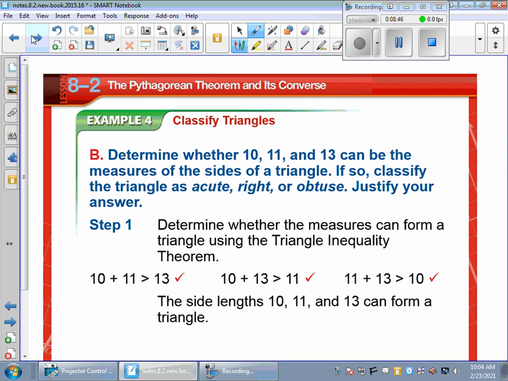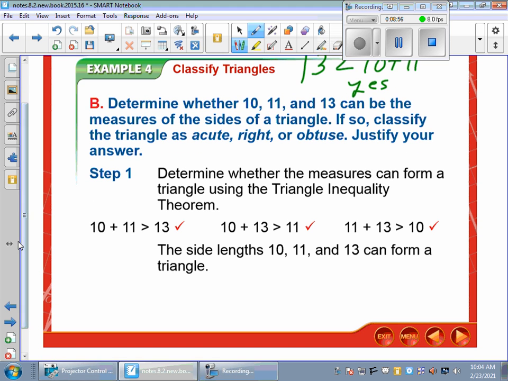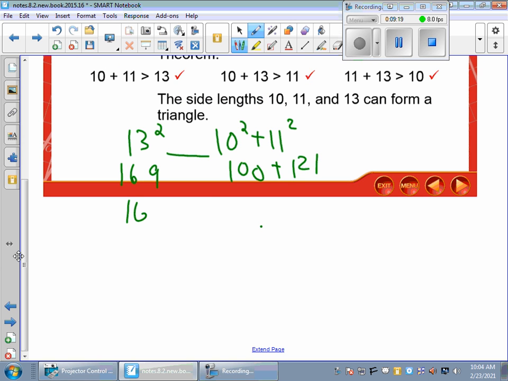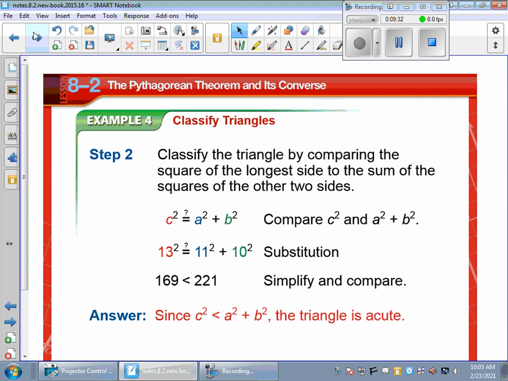We have 10, 11, 13. So is 13 less than 10 plus 11? And that answer is a yes. So we want to proceed. We need to continue now. So you take that 13 squared. What is that in relation to 10 squared plus 11 squared? Okay, so we have 13 squared is 169. 10 squared is 100. 11 squared is 121. So we have 169. 169 is less than the 221. So therefore you have an acute. The side by itself squared is smaller than the other 2 squared and added. We have acute. And again, there's work justifying that right there.